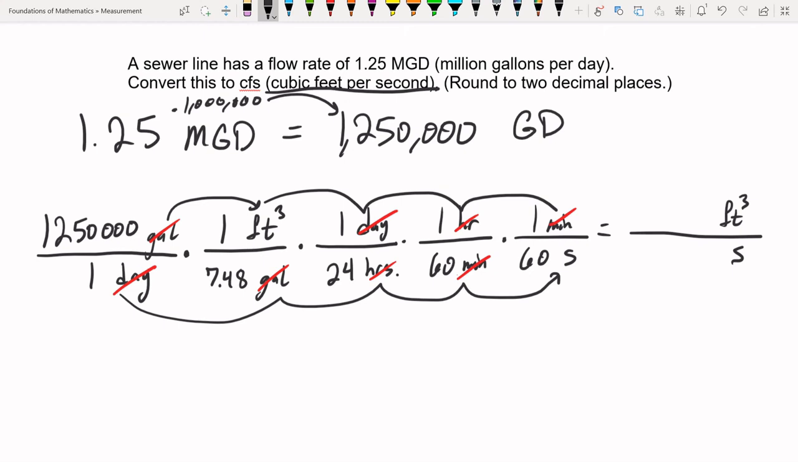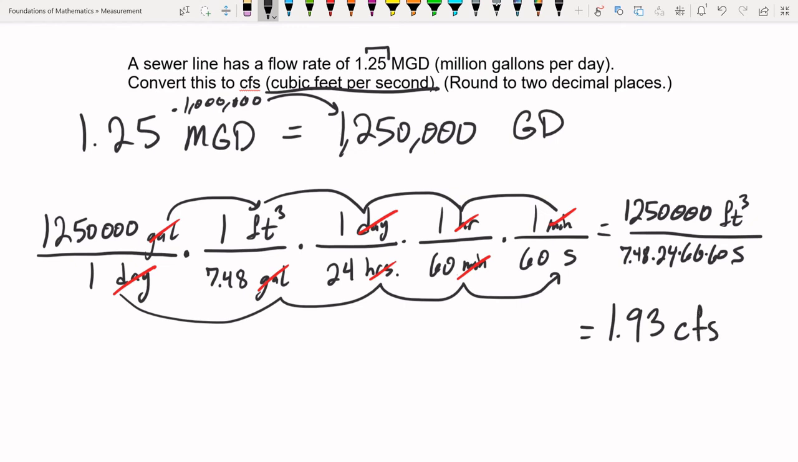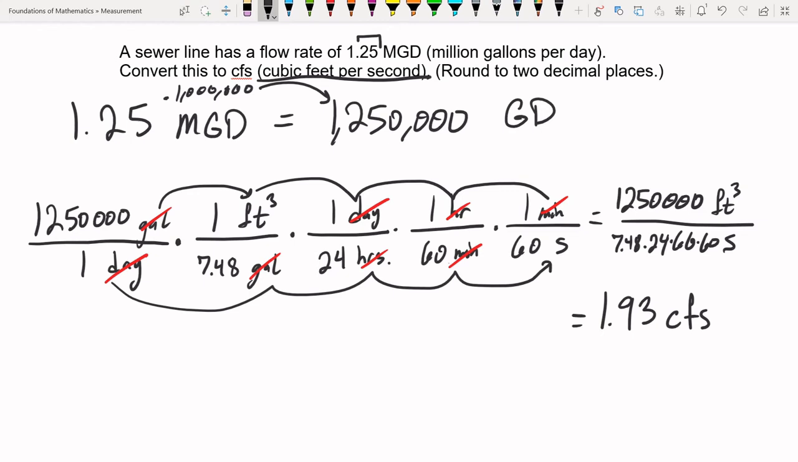Now all we have to do is multiply everything out. On top we just have 1,250,000 over 7.48 times 24 times 60 times 60. Doing that multiplication and the division gives us 1.93. I'll stop at 2 decimal places because this number has 2 decimal places in it. That's going to be cubic feet per second. They have it written as CFS. And there we go. It actually says round to 2 decimal places here, so that's what we did.